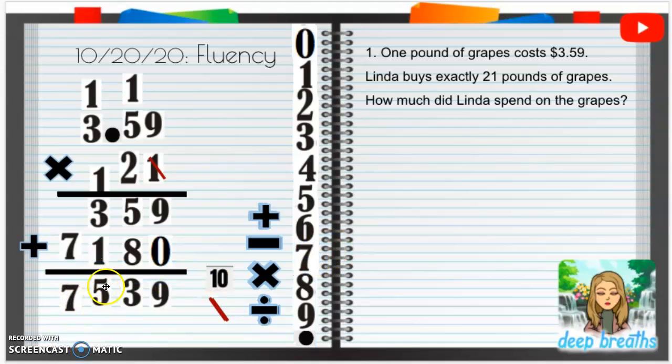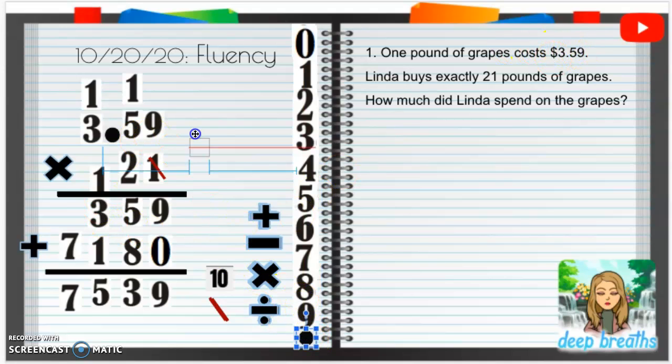So now, is our answer $7,539? Whoa, no. So we need to also make sure that these do make sense, because it does not make sense to pay $7,539 for 21 pounds of grapes. No, 1 pound only costs $3.59. So what do we need to do?